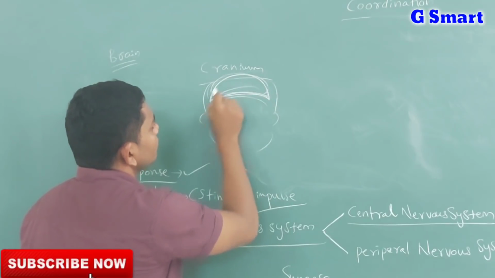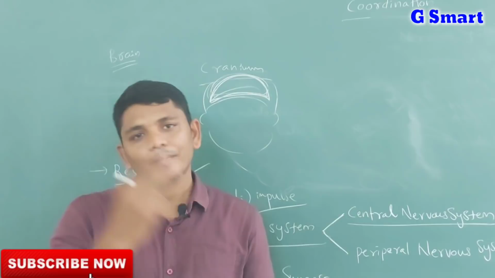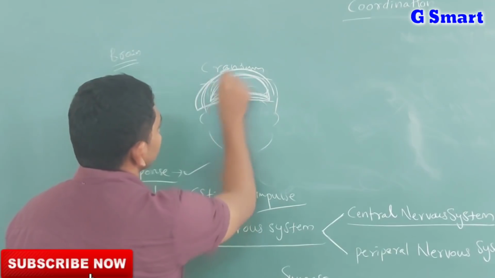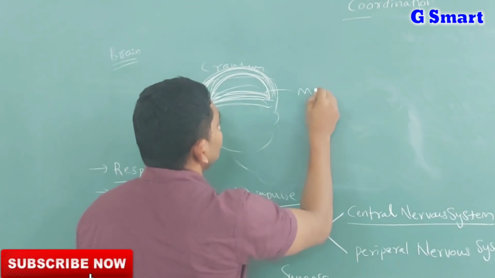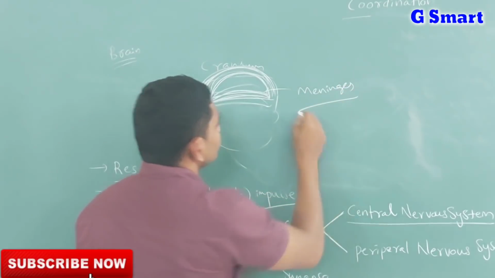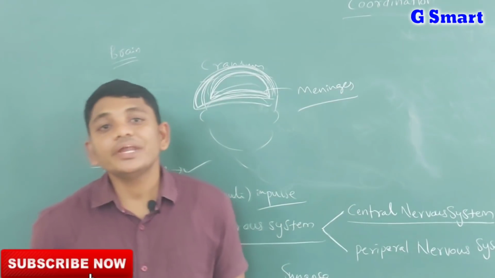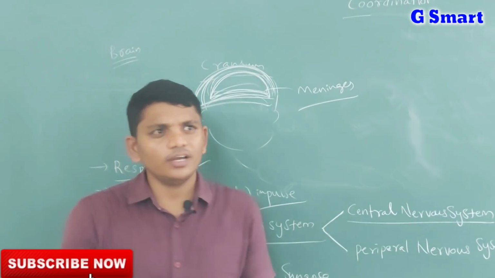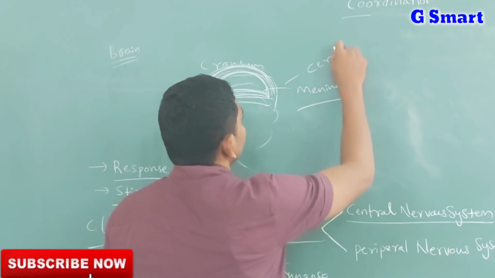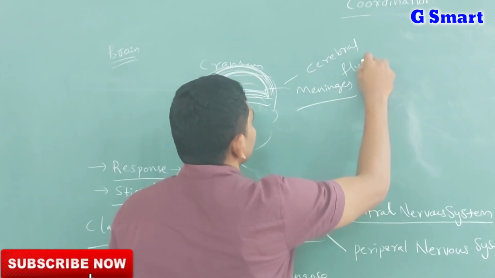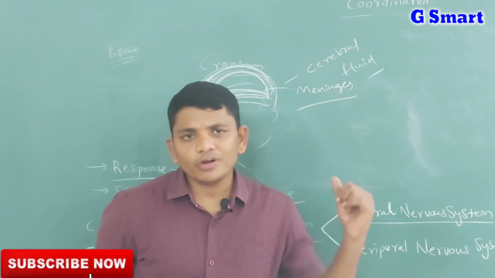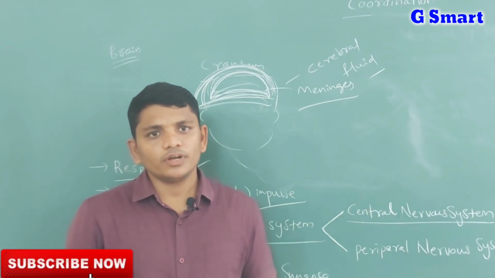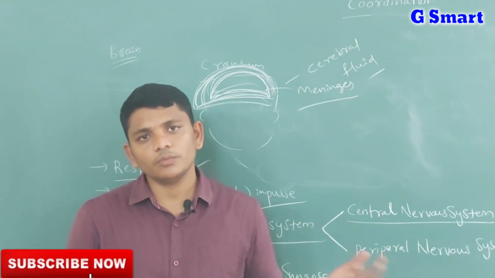The brain is covered by three membranes. These three membranes are called meninges. Between the three layers, there is a fluid filled, called cerebral fluid. Cerebral fluid protects the brain from the shocks and jerks coming from outside.